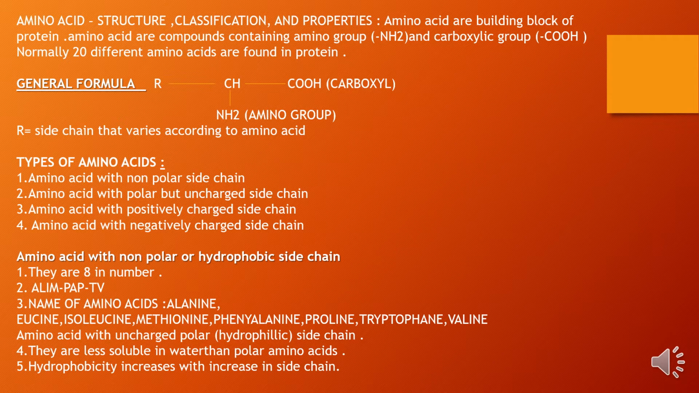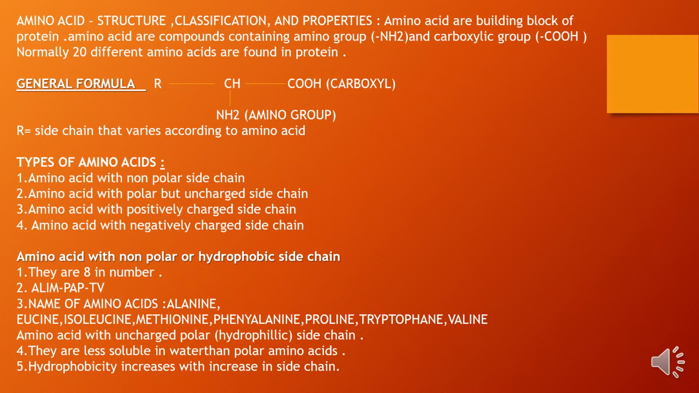It is very important. R is bonded to CH, which is further bonded to COOH, that means the carboxylic group, and down it is bonded to NH2, that is the amino group. R represents the side chain that varies according to the amino acid. And types of amino acids with non-polar side chain. It is all because of the side chain. There are different types of amino acid.